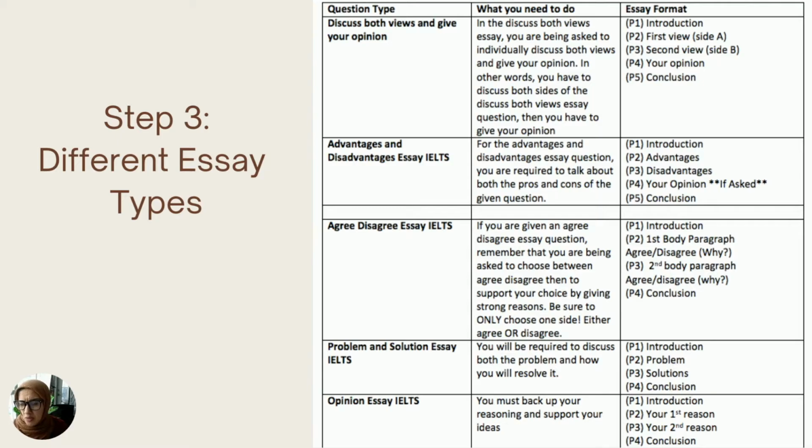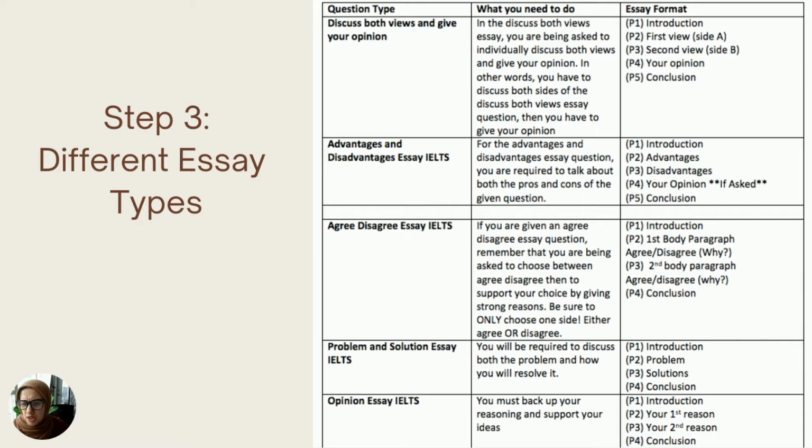So if you agree, you write why you agree in paragraph 2, and then include a main idea with some supporting ideas. And then paragraph 3 would be the second body paragraph with another main idea of why you agree. And then paragraph 4 would be the conclusion.